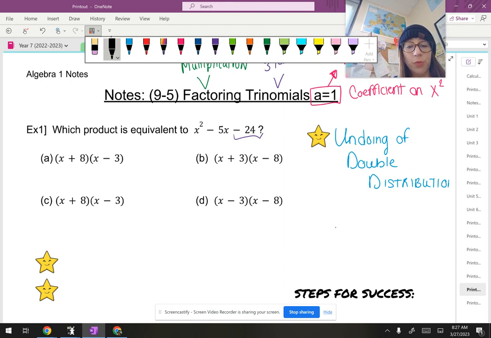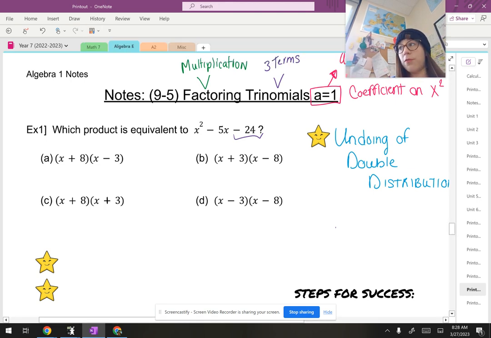Speaking of, one of our choices is wrong. I made a mistake. These should not all be the same. So we need this one to be a positive 3. There we go. Make sure you make that fix.